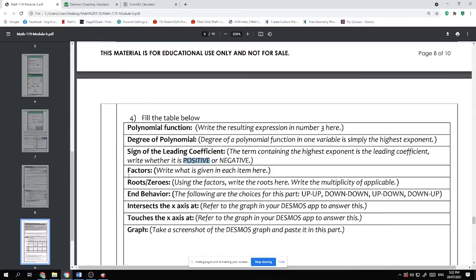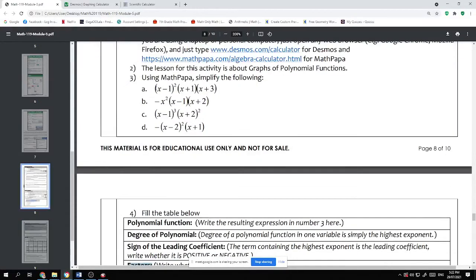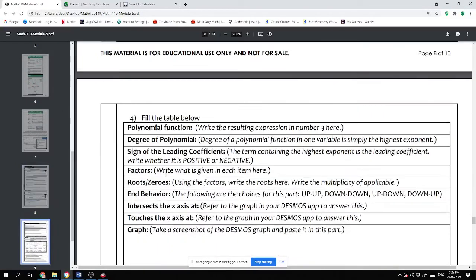Okay? Sunod, factors. Go to the given. Kini siya. Mauni ang answers ninyo sa factors. So, it's stated here, write what is given in each item here. So, kung unsay given dito sa baba, may isuwat diri sa factors. Zeros. How do you get the zeros or the roots?